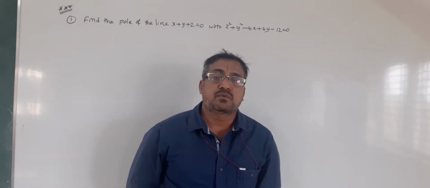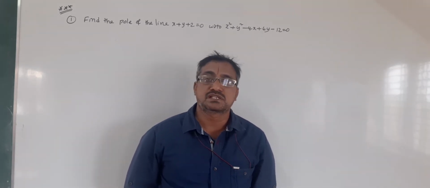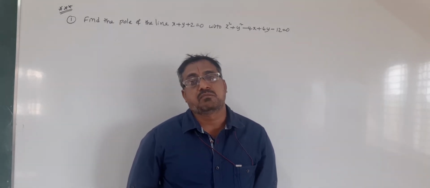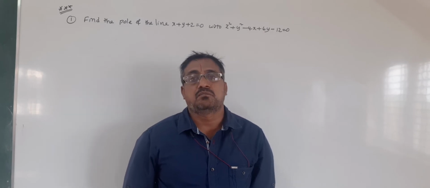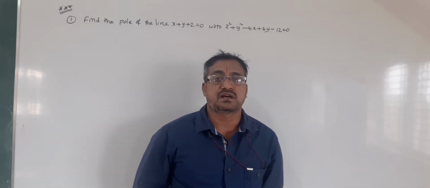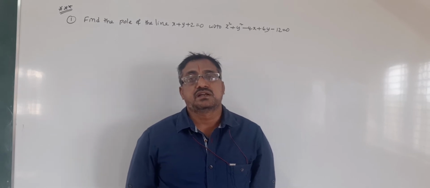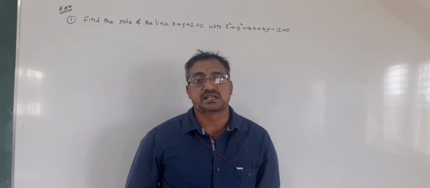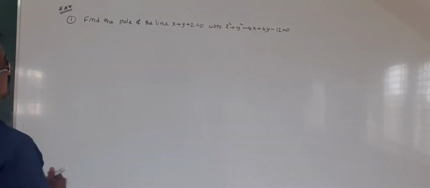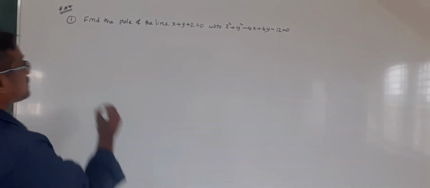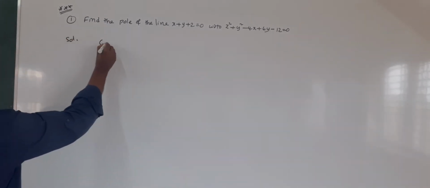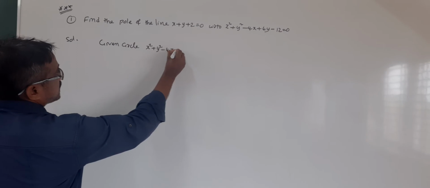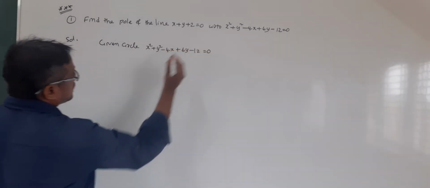We have that the pole of Lx plus My plus n equal to 0 with respect to the circle S equal to 0 is minus g plus L lambda, minus f plus M lambda, where lambda is equal to r square by Lg plus mf minus n. So let us find the pole of this line with respect to the circle. So given circle x square plus y square minus 4x plus 6y minus 12 equal to 0.